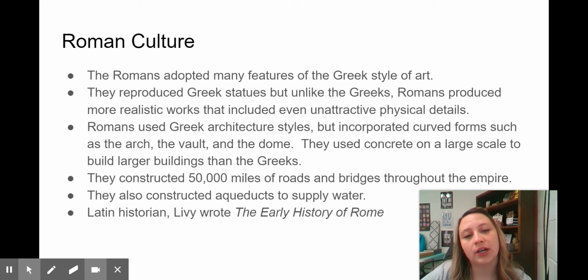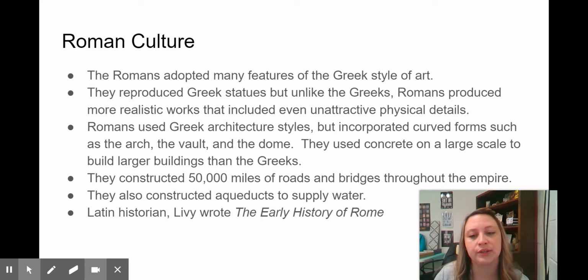So the Romans used Greek architecture styles as well, but they incorporated curved forms like the arch, the vault, and the dome, and that makes theirs a little more unique than just the Greek architectural columns and posts. They used concrete on a large scale to build larger buildings than the Greeks, and they constructed 50,000 miles of roads and bridges throughout the empire, which is quite a feat. They also constructed aqueducts to supply water, basically just a system to have running water in your city.